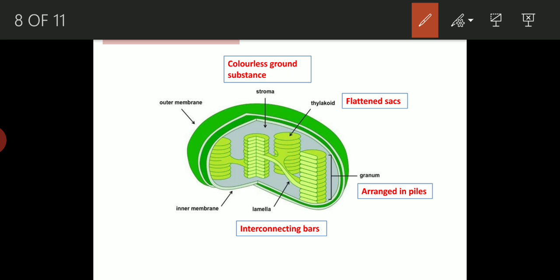Another thing is the chlorophyll pigment. The chlorophyll pigment is actually present in thylakoids. These are present in the walls of thylakoids. That's why, see, thylakoids are green in color. Clear? And chloroplasts are mainly found in the mesophyll cells.